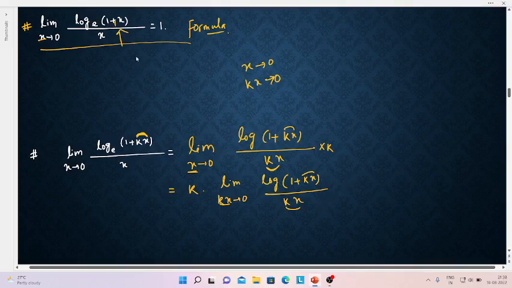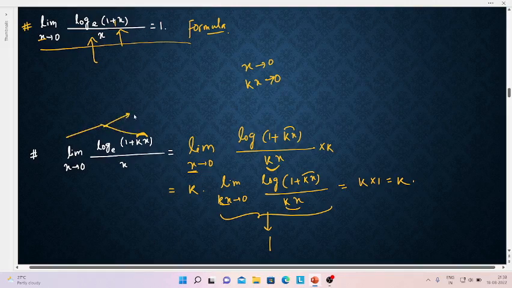So that is equal to that particular formula. But we don't need to let that particular kx equal t, because we can understand now that kx is tending towards 0, and we have log(1 + kx) upon kx. So that total part is nothing but 1, as the given formula, right? So it will become k times 1, which is nothing but k. So the value of this particular limit is actually k, right?